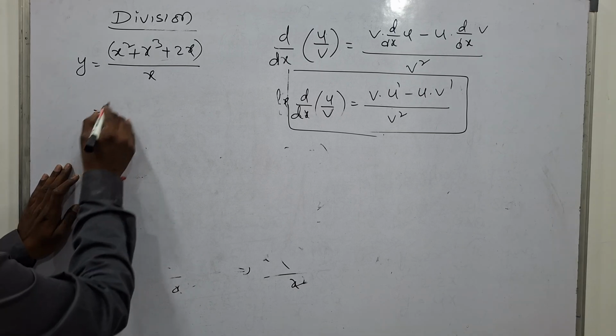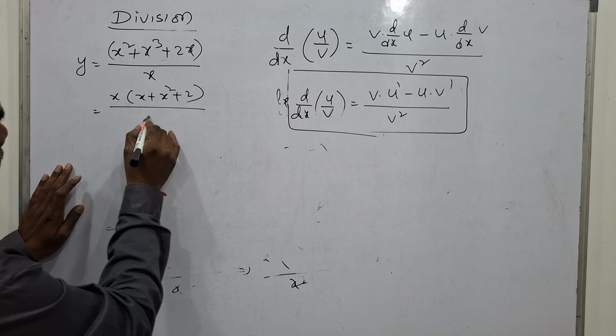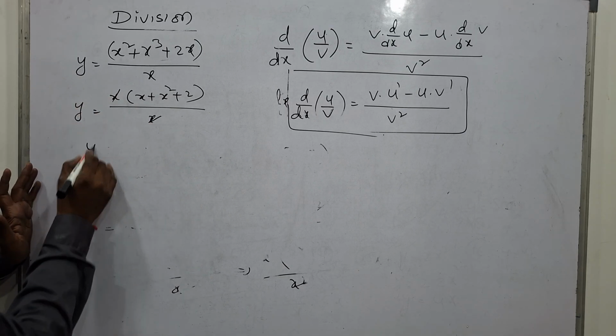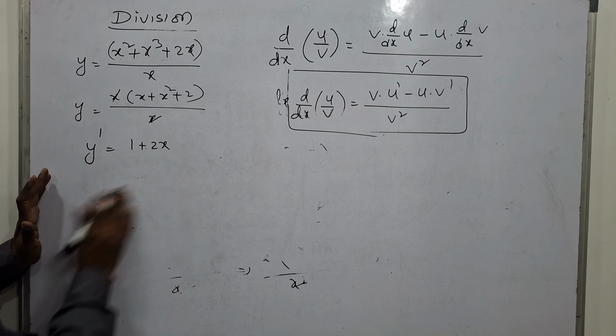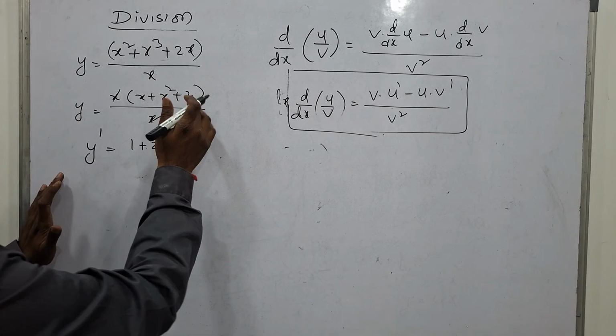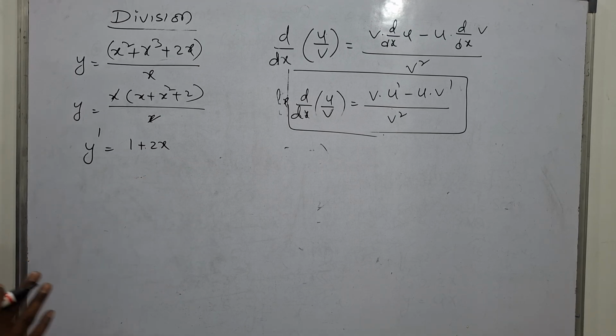If you take x common, what will happen? x into 1 plus x square plus 2, by x. X cancels. This is the y function. If you want y dash, this is 1 plus 2x. 1 plus 2x is the answer. 2 is constant, its differentiation is zero. That's all. Like this you need to do the u by v principle.